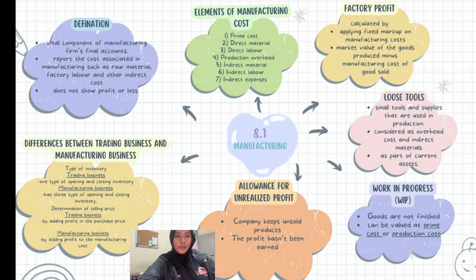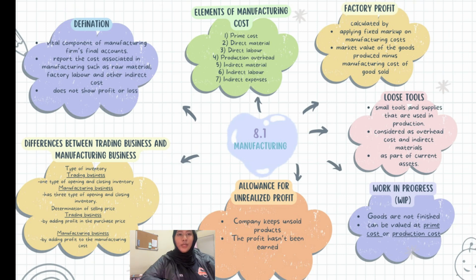So there are two ways to calculate the factory profit. The first one is we need to apply a fixed markup on the manufacturing cost of the goods produced. The second one is we need to subtract the manufacturing cost of goods produced from the market value of goods produced. So the next one is allowance for unrealized profit. Allowance for unrealized profit happens when a company has finished products but they haven't sold any of it yet.